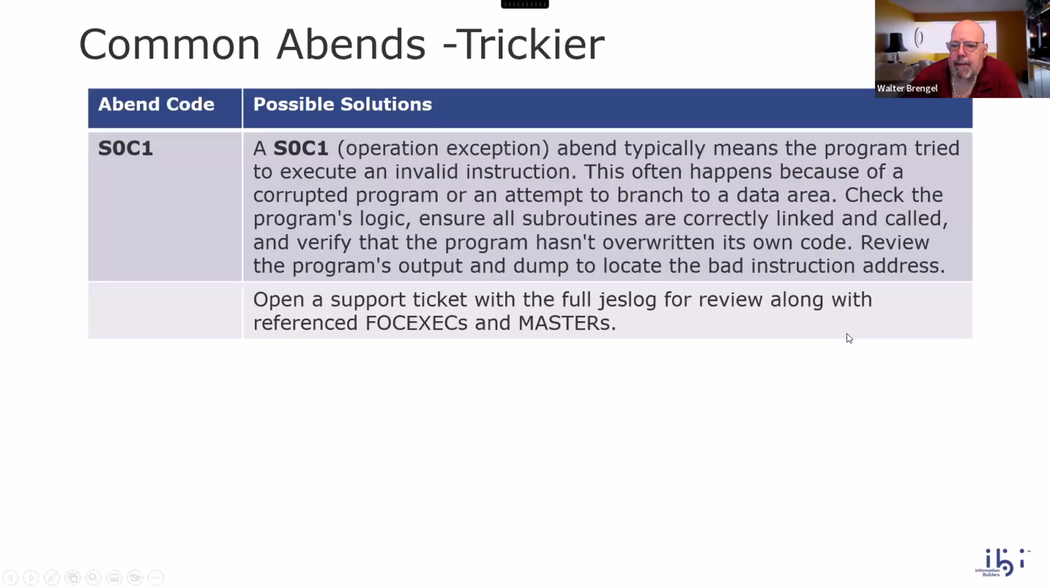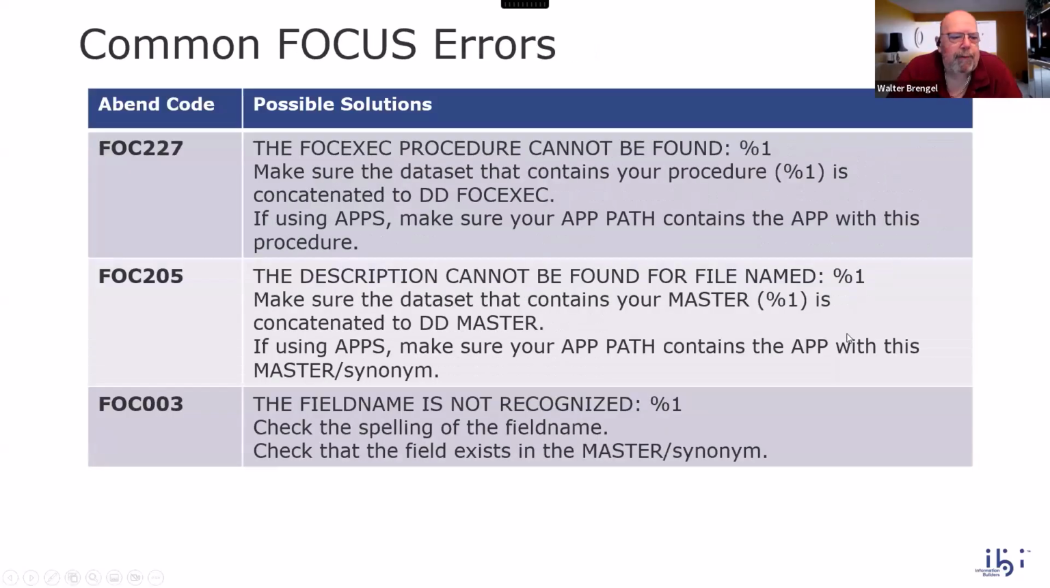And then I decided to give you a couple of FOCUS error messages. FOC227 basically says I couldn't find a procedure. So for mainframe FOCUS, you need to make sure that the procedure is in one of the data sets that's concatenated to the DD FOCEXEC. If you're using apps in mainframe FOCUS, you need to make sure that the procedure is somewhere in the path that is identified by your app path.